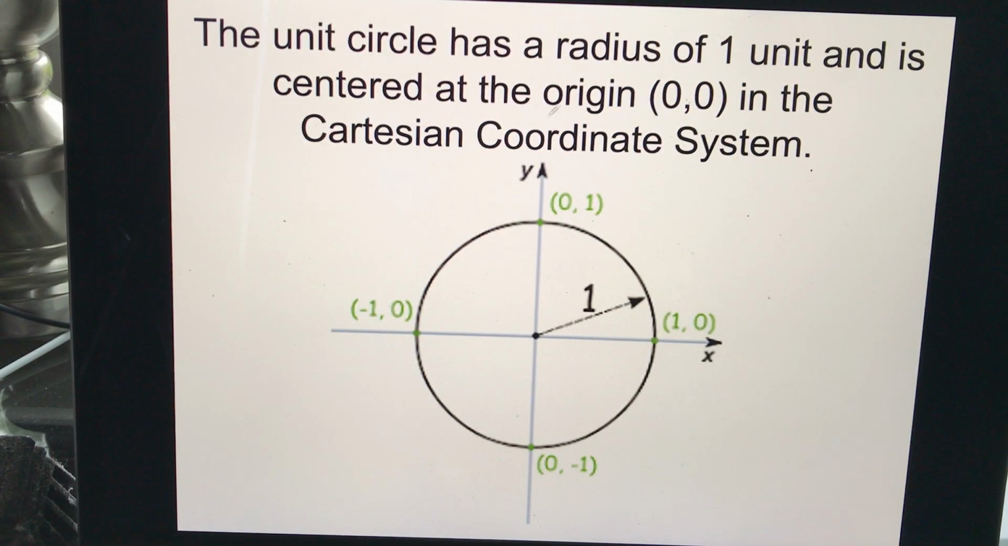So a unit circle has a radius of 1 and is centered at the origin (0, 0) on a Cartesian plane. Here's my middle, my radius is 1, and as soon as I have that radius of 1, I know right off the bat what these coordinates are: (1, 0), (0, 1), (-1, 0), and (0, -1). Those are easy to get.